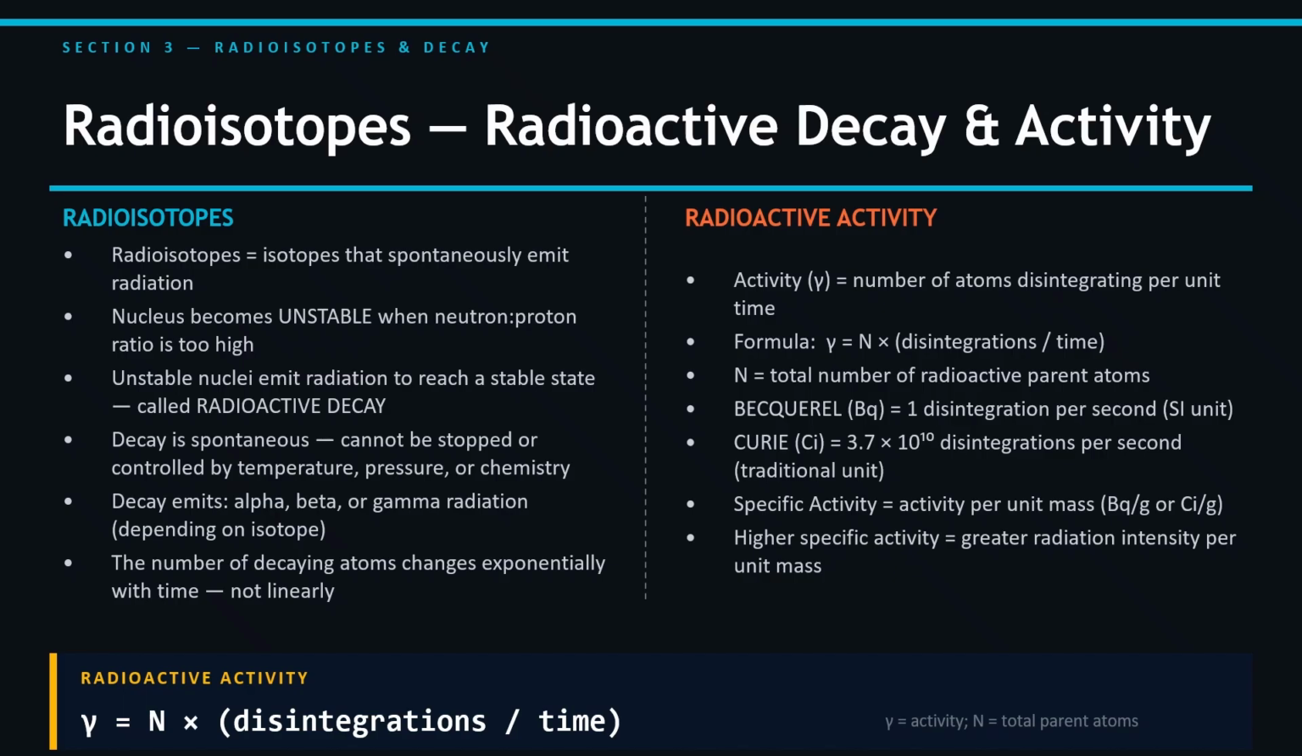Now we introduce the concept of activity. Activity tells us how many nuclear disintegrations occur per unit time. The SI unit is the becquerel. 1 becquerel corresponds to 1 disintegration per second. The traditional unit, the curie, represents a much larger activity, 3.7 times 10 to the 10th disintegrations per second. Another important concept is specific activity. That is activity per unit mass. Why is this important in industrial radiography? Because source activity, source size, and source energy all influence practical radiographic performance.